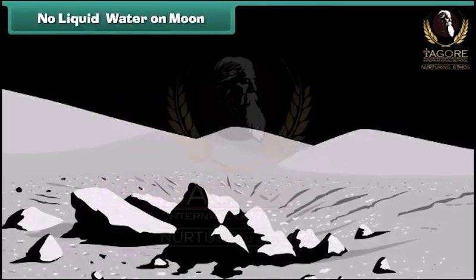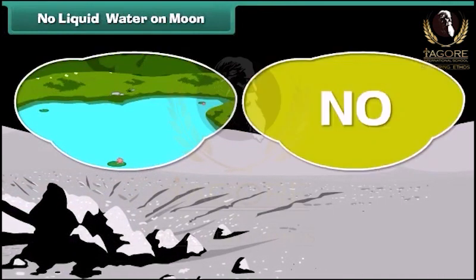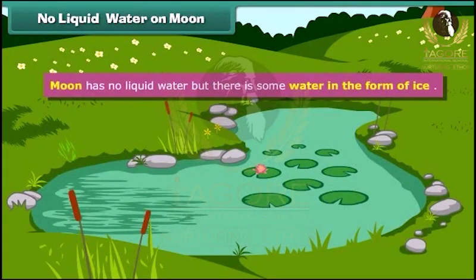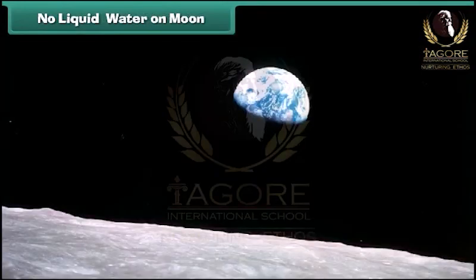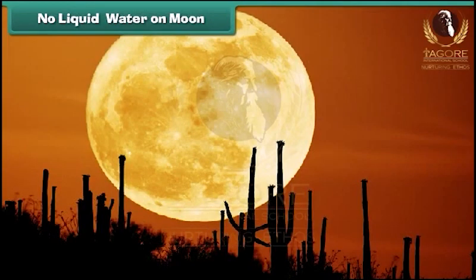Kids, do you think moon has also got water like our Earth? No. There is no liquid water on moon, but there is some water in the form of ice. Recently, NASA spacecraft discovered nearly about 100 kilograms of ice and water vapor near the moon's south pole. And yes, this is possible that there is more buried under the surface of the moon.